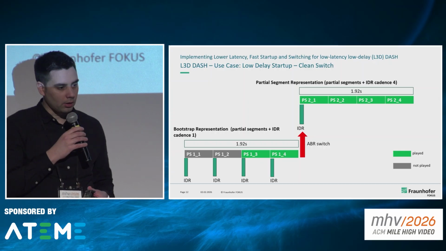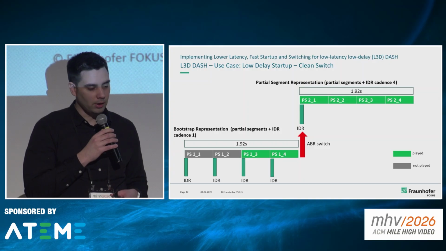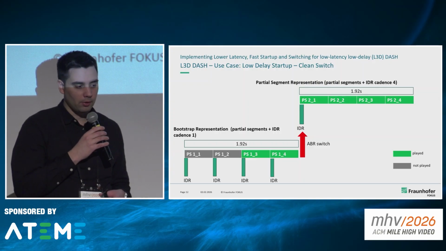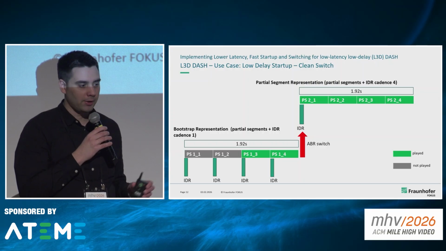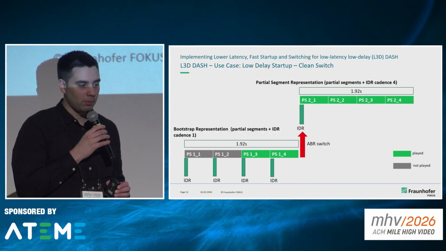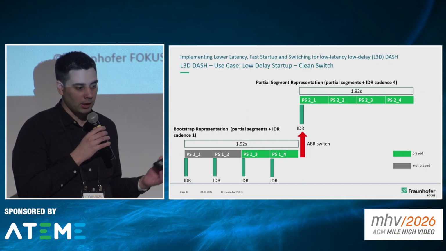And there's also the concept of low delay startup, and I depicted the clean switch scenario here. There's also the dirty switch, which we cannot cover here today. But basically, we have bootstrap representations. Those are representations with partial segments and an IDR at the beginning of each partial segment. That way, we can immediately select one of these partial segments at startup.